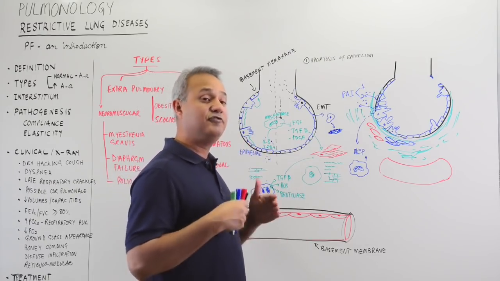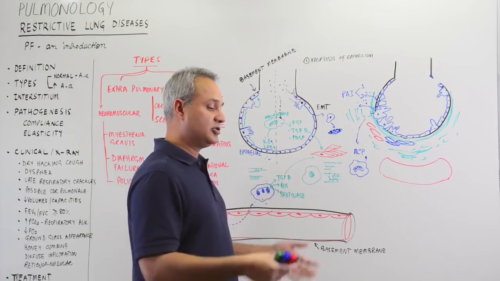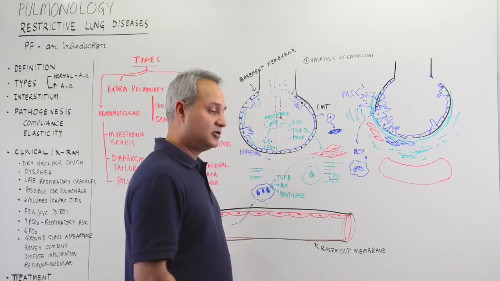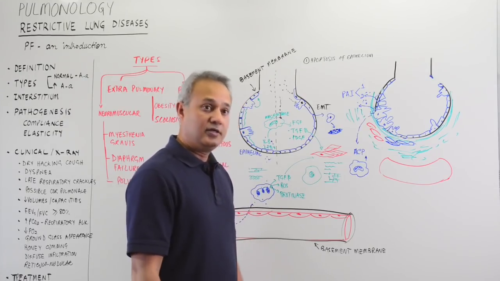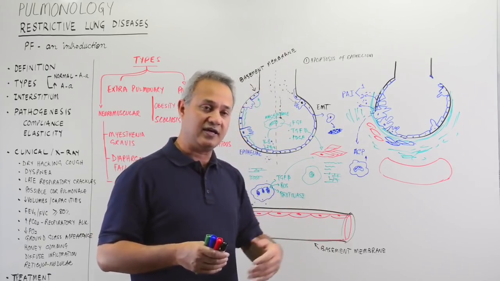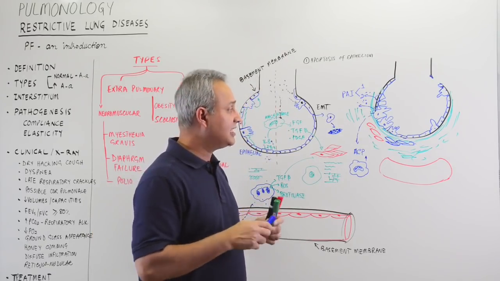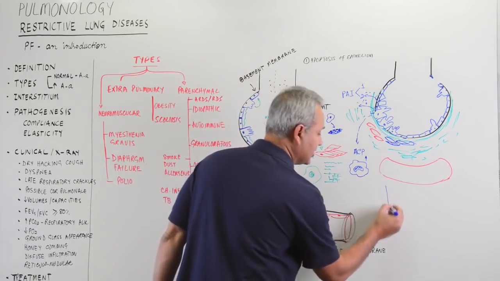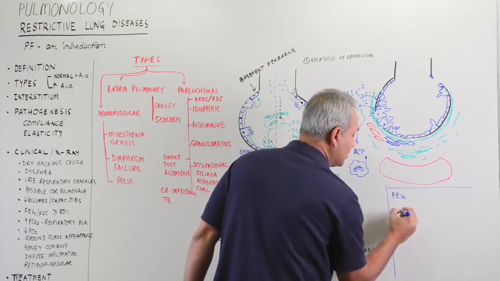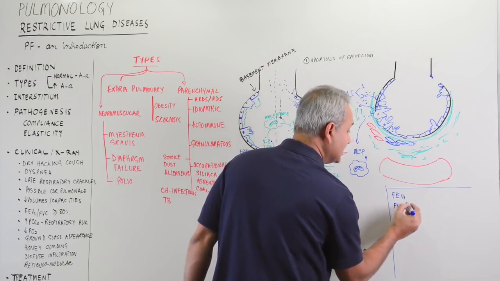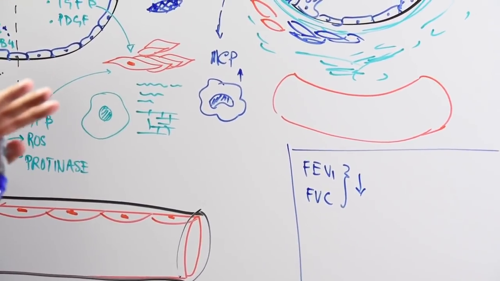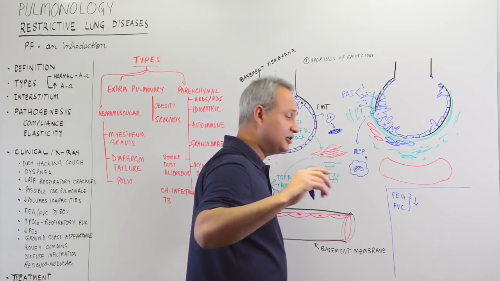Number two, FEV1. What do you think? When you ask a patient to take a deep breath and then exhale fast, will the patient be able to exhale fast? So let's see if I become the patient. Yes. Why? Because the lung is elastic, very elastic. So it would very quickly expel the air out. So what will happen is that FEV1 and FVC, they both are reduced in general. All volumes and capacities are reduced.